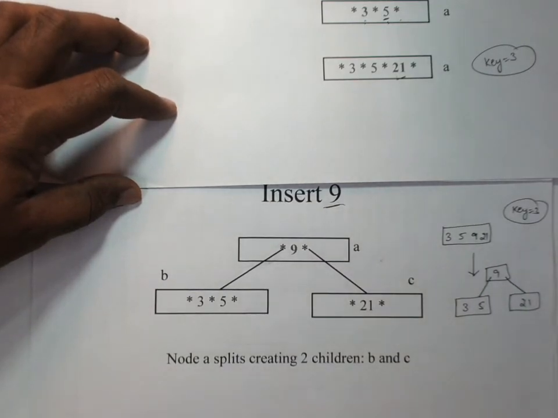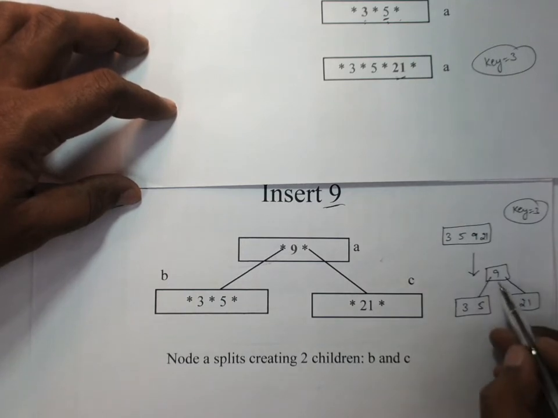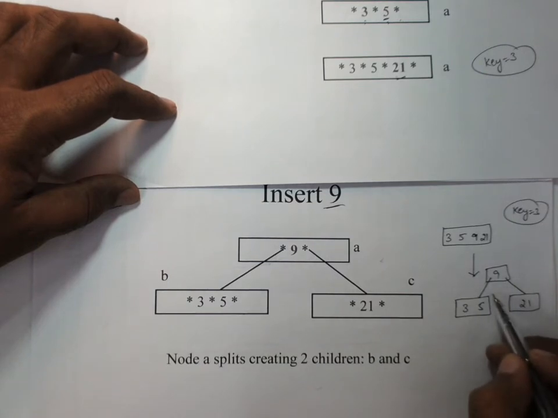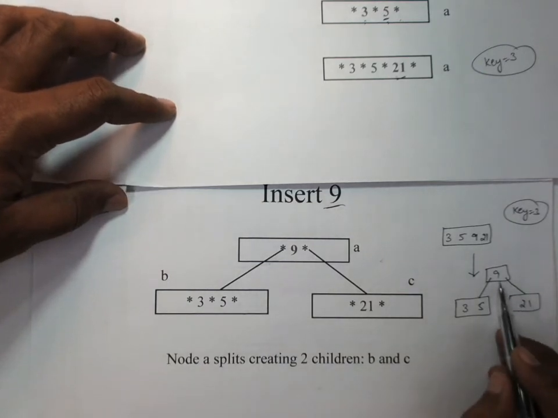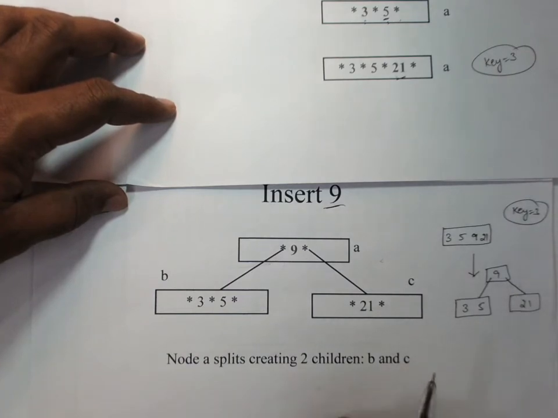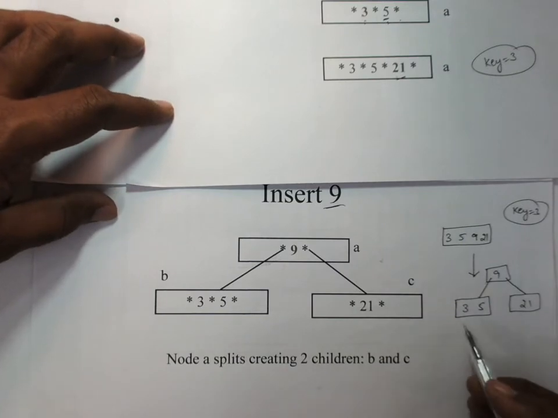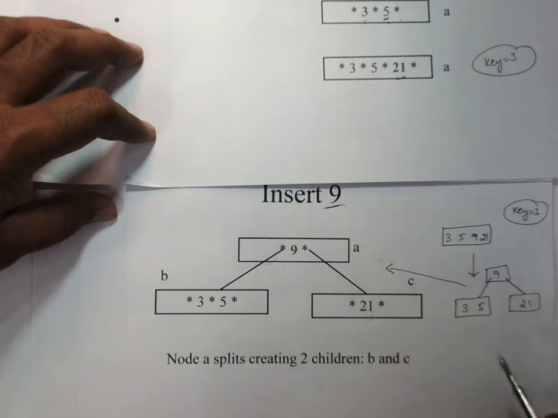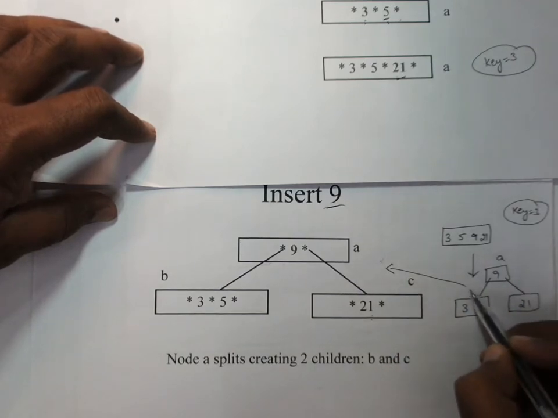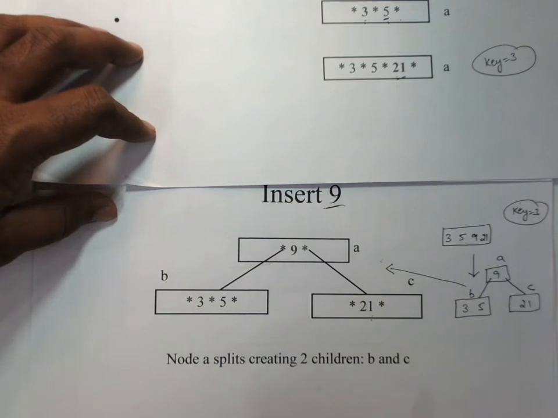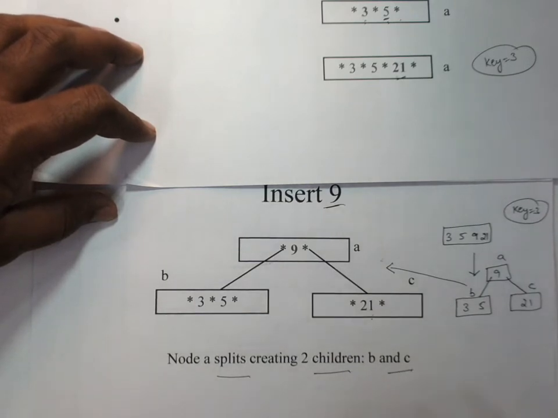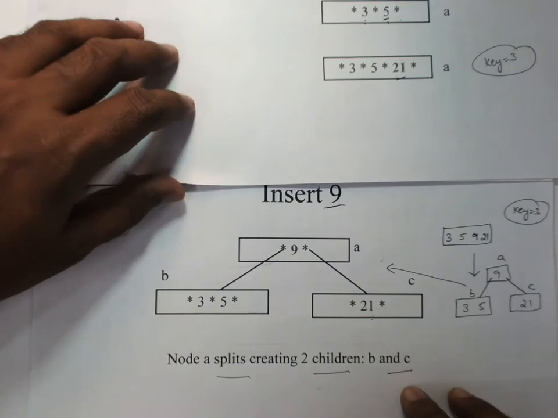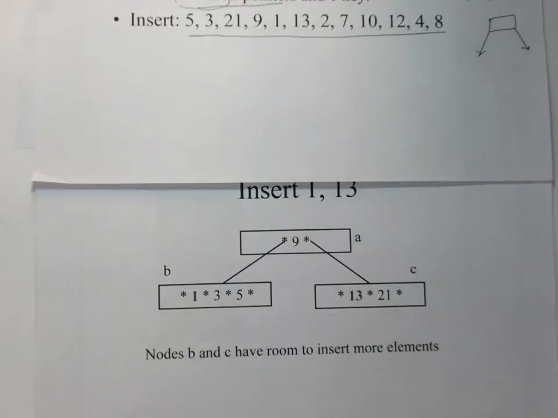It will fulfill the property of the binary search tree, because everything left of the 9 is less than it, and everything on the right side is greater. So you can see that 21 is presented, and we simply have 3 nodes named A, B and C. Clear? Node A splits, creating 2 children, B and C. Clear, students? Very good.